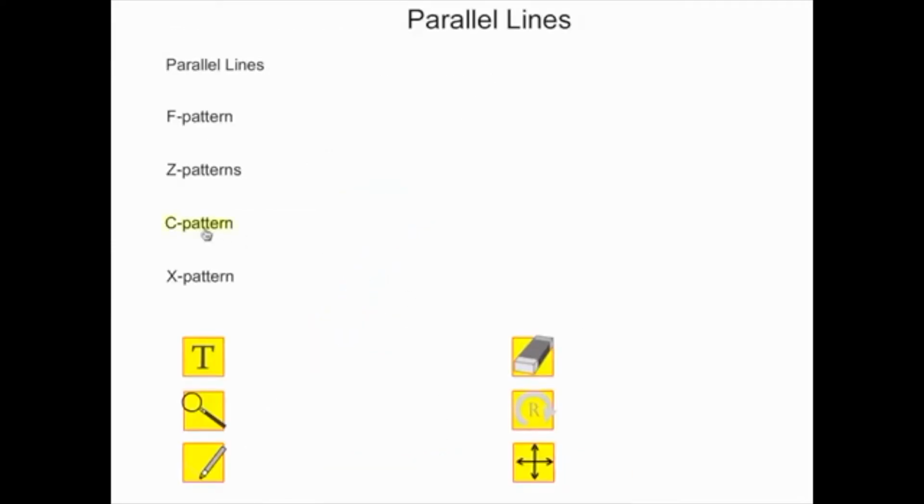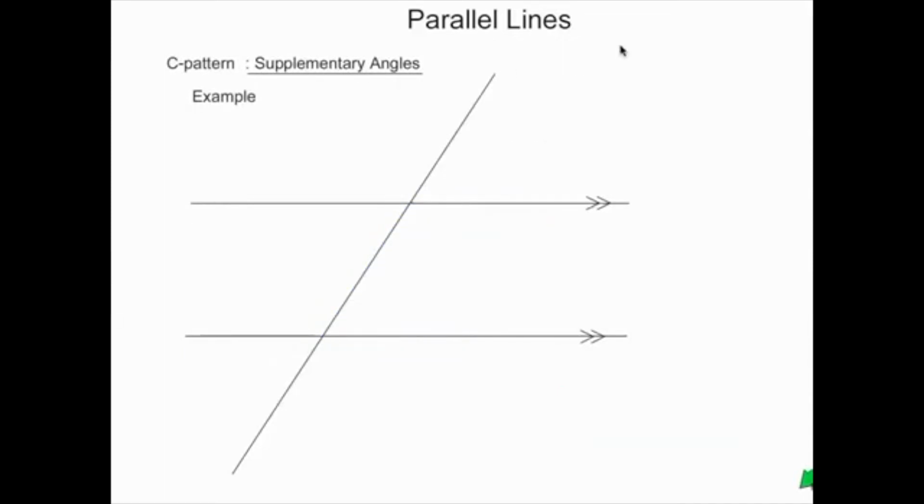The next one is the C pattern. Supplementary angles are, you have a straight line, like we have a straight line here. This angle here and that angle add up to make 180. Only two angles that add up to make 180 are called supplementary angles.